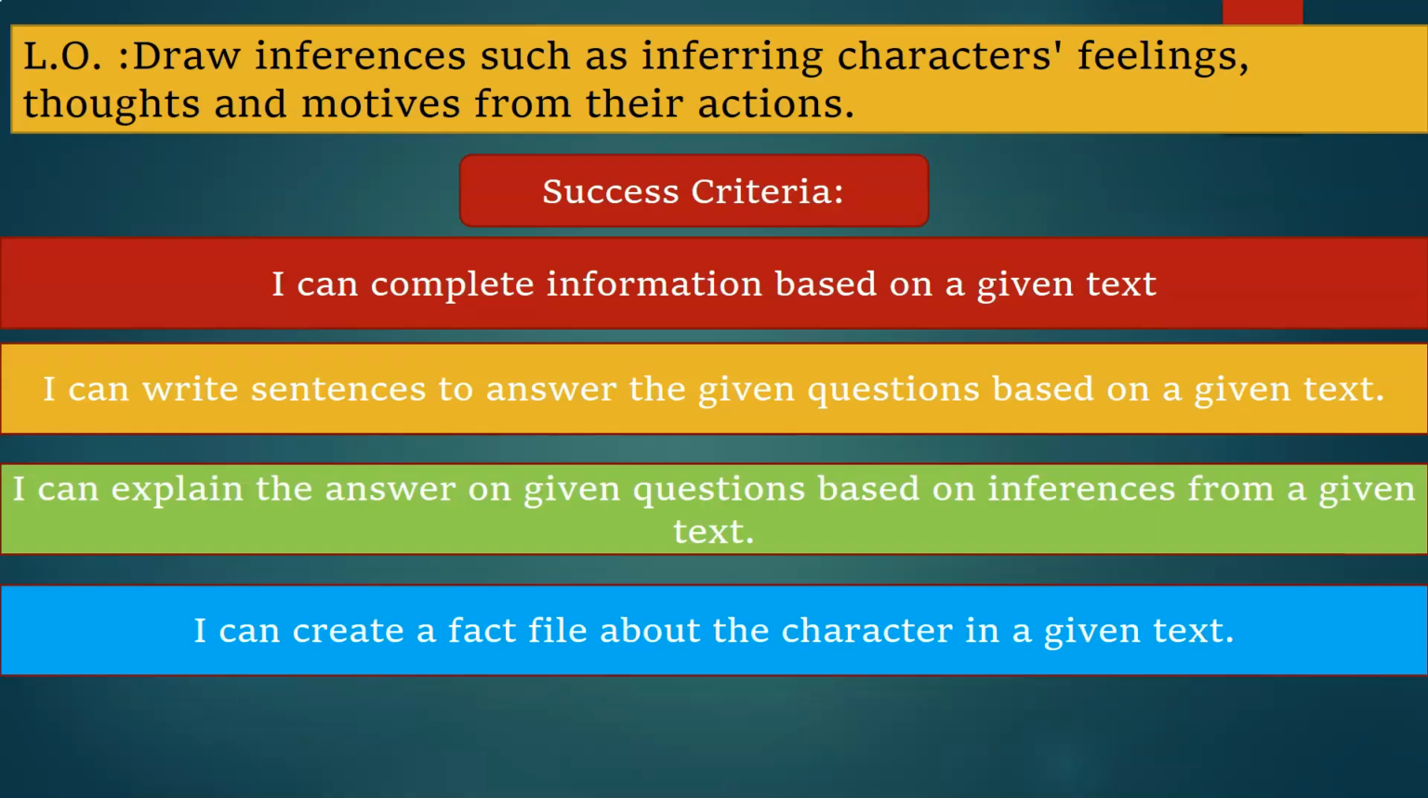Our learning objective is to draw inferences such as inferring characters' feelings, thoughts, and motives from their actions. Success criteria: I can complete information based on the given texts. I can write sentences to answer the given questions based on the given text. I can explain the answer on given questions based on inferences from a given text. And I can create a fact file about the character in a given text.